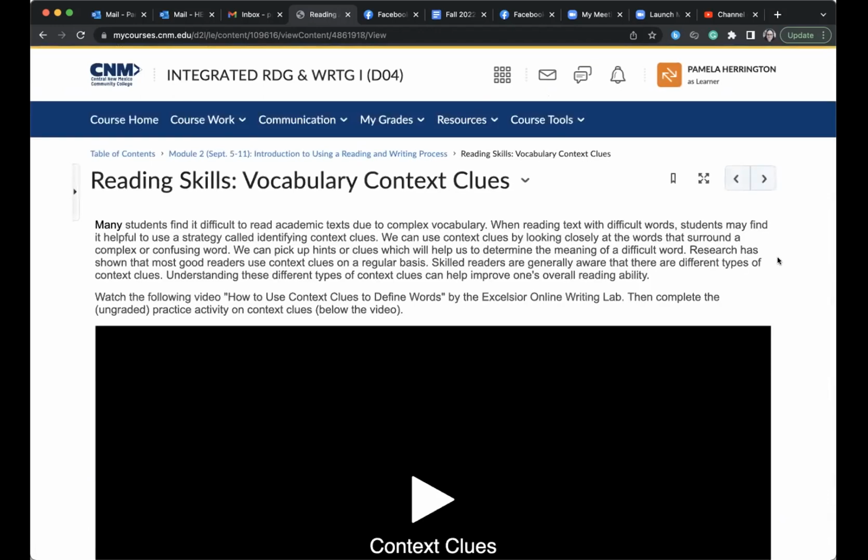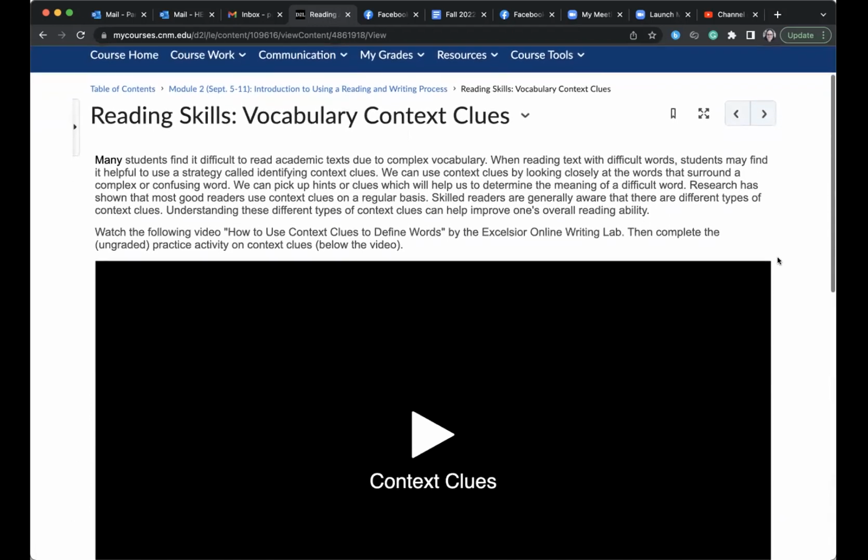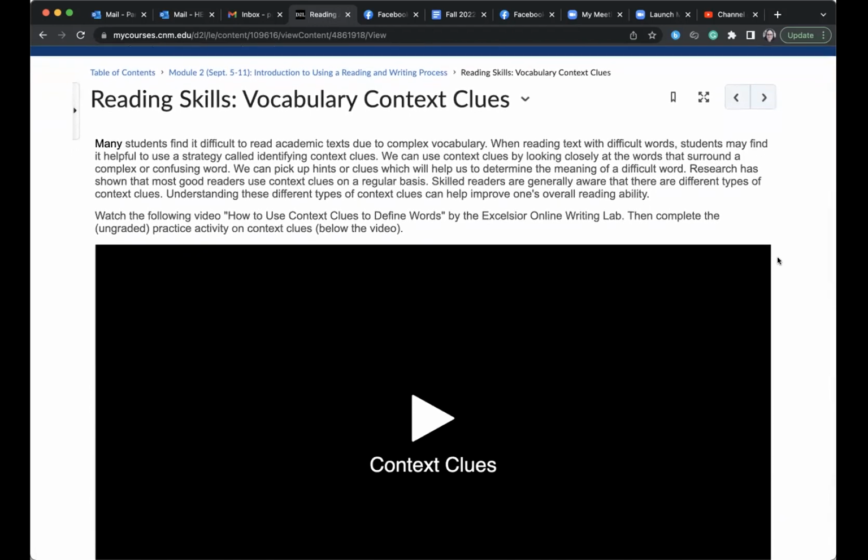Next, you'll see a video that helps you learn more about vocabulary context clues. And so when we're reading texts that have difficult vocabulary, there are some strategies we can use to help us understand the meaning of difficult words. You'll see some of these strategies in the video here when you press play.